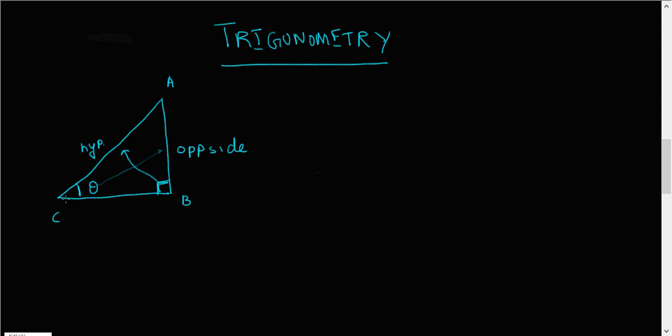As far as theta is concerned, it has two adjacent sides, BC and AC. But since AC is the hypotenuse, side BC would be called the adjacent side. When it comes to trigonometric ratios, there are six main trigonometric ratios. One is sine theta, which stands for opposite side by the hypotenuse. In this case, the opposite side is AB, so AB by the hypotenuse, that is AC.